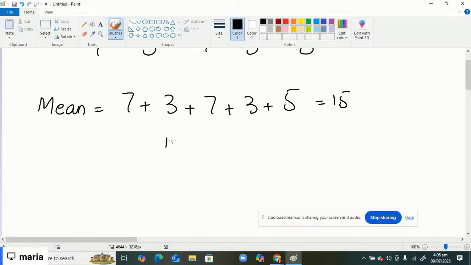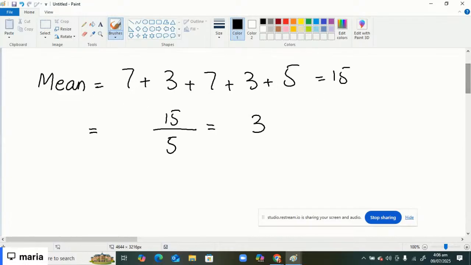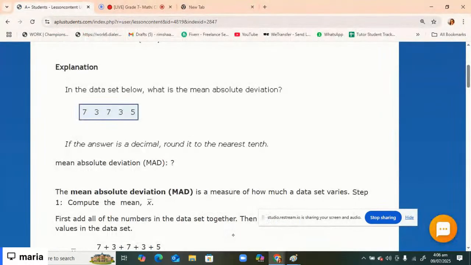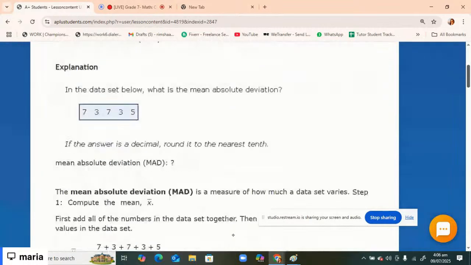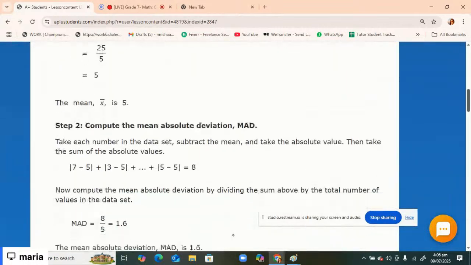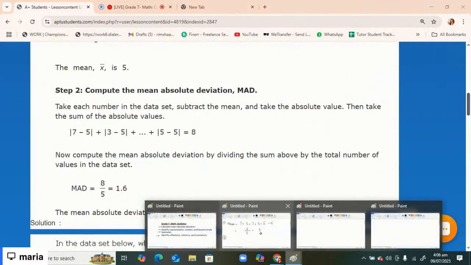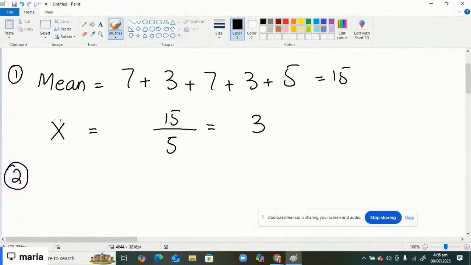Now how to find the mean? Dividing by how many digits? 1, 2, 3, 4, 5. So 5 times 3 is 15. This is your mean. The first step is finding the mean. The second step is finding the absolute deviation. Because they are saying mean absolute deviation, finding the mean is the first step. Here the mean is denoted with x with a bar over it. This shows the mean.